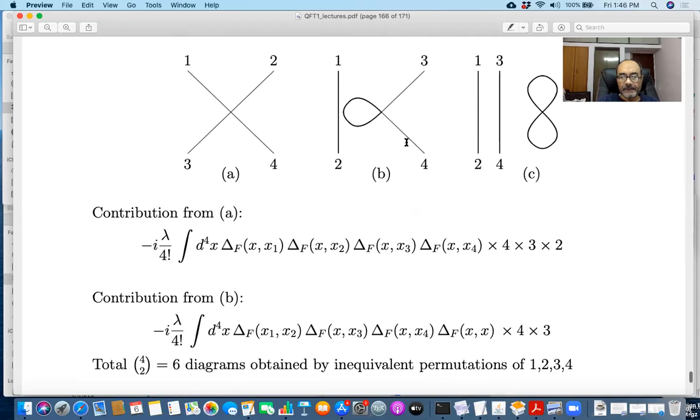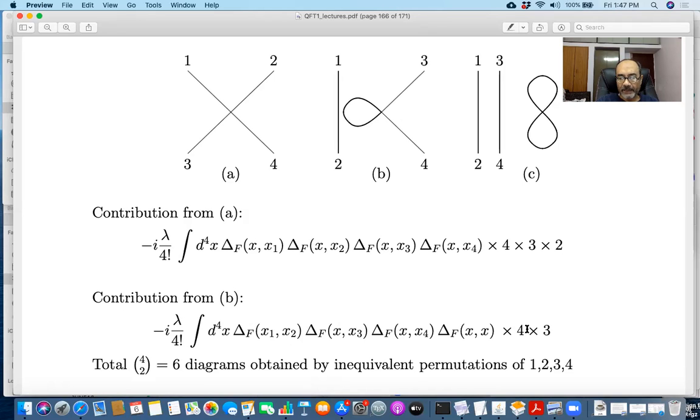Similarly, diagram B. First, we have to look at the propagators. So delta F x1 x2, delta F x3 x, where this point is again what we are calling x. Delta F x x3, delta F x x4. Inside delta F, it doesn't matter which order you put them, right? That we have discussed earlier. And this line connects x to x, so that's delta F x x. You have the same minus i lambda over 4 factorial.